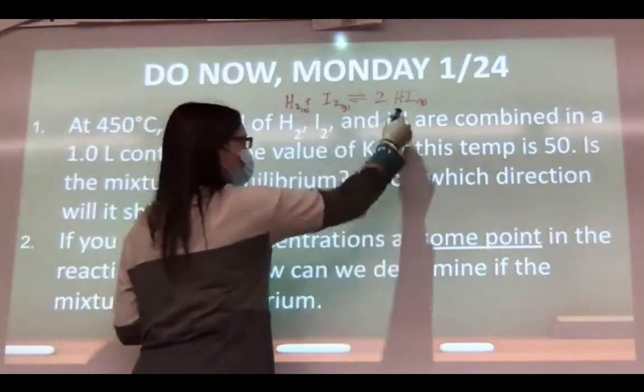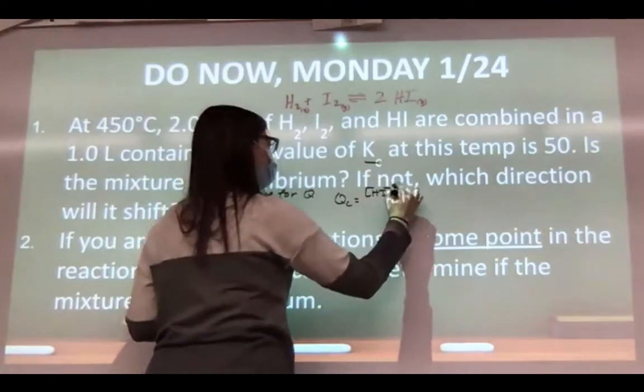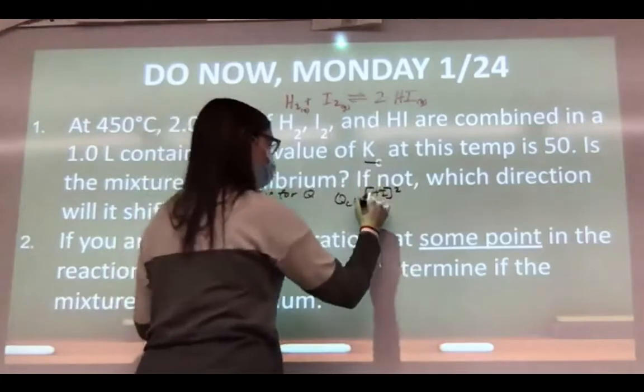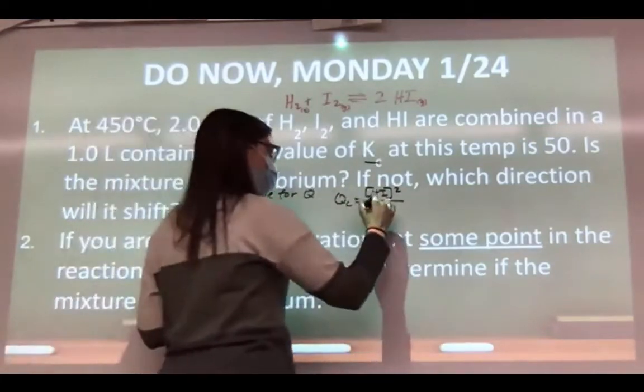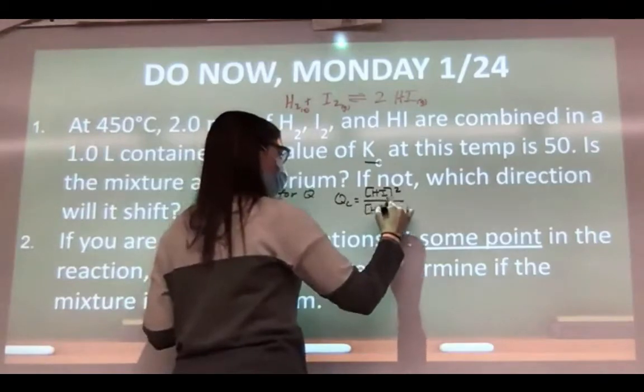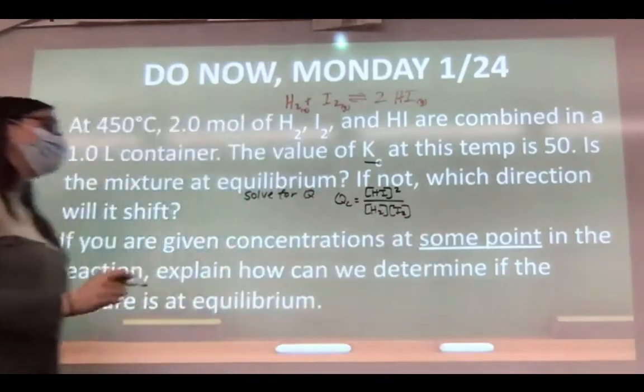So if this is our balanced equation, assume that they gave you this balanced equation as well. So HI squared over H2 times I2.